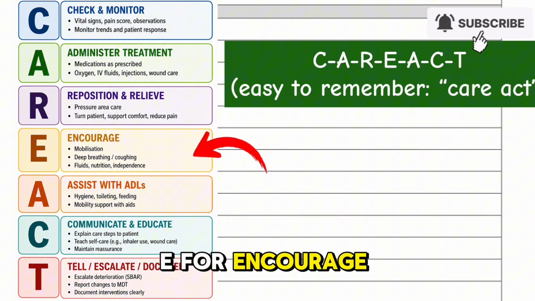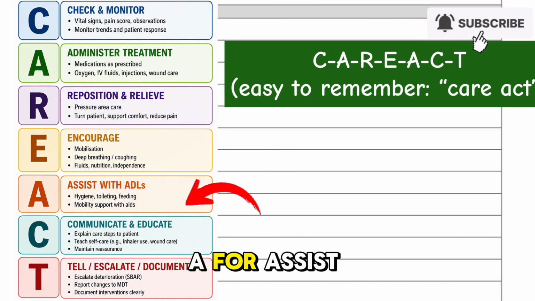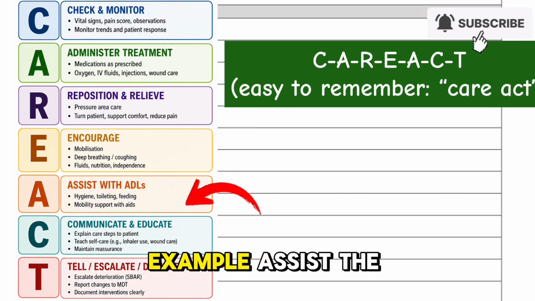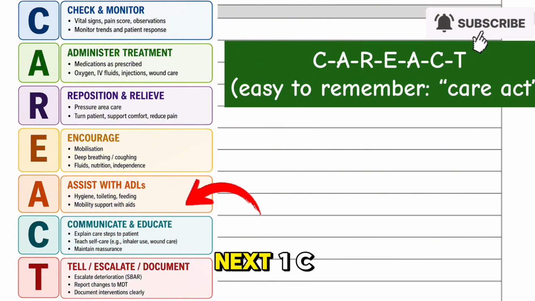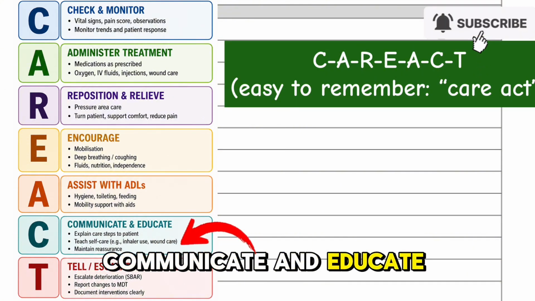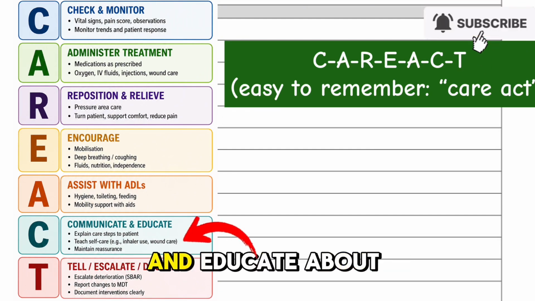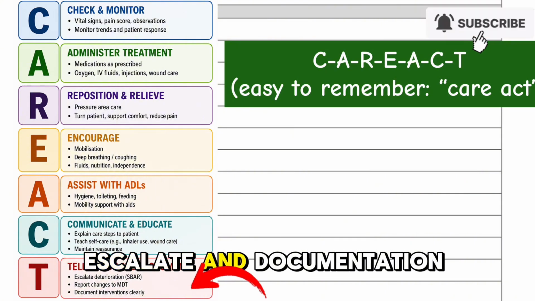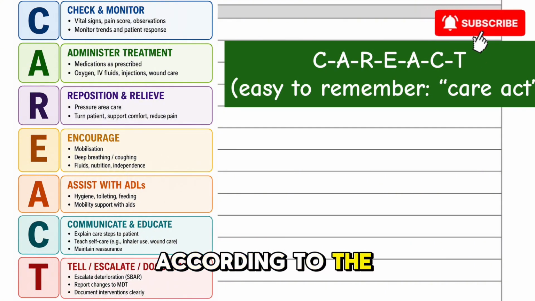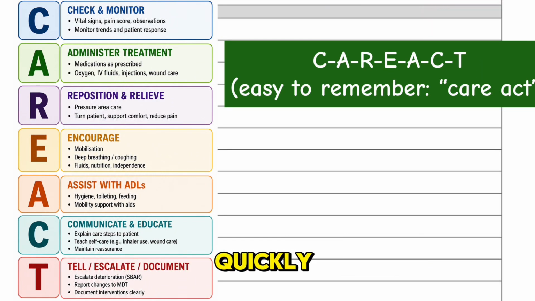E for encourage, we can write encourage the patient's mobility, deep breathing exercises and to eat more. A for assist with aids, for example, assist the patient with toileting, feeding and mobility. Next one, C, communicate and educate. For example, explain the treatment plans, explain the procedures and educate about self-care. T for tell, escalate and documentation. Okay, according to the CARE ACT, let's see how to write the nursing intervention quickly.